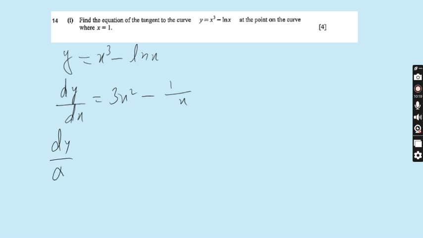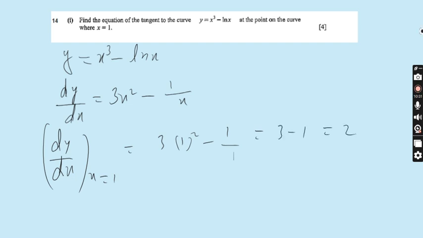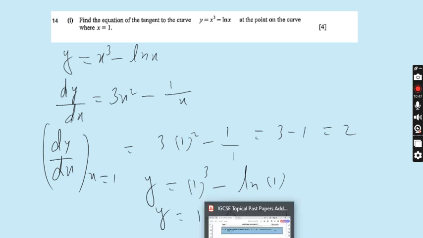Substitute the value of x in this derivative. So 3 times 1 squared minus 1 upon 1. 3 minus 1 is 2. Find the value of y by putting the value of x as 1. x cube, 1 cube minus ln 1. 1 cube is 1 and ln 1 is 0, you know. 1 minus 0 is 1.